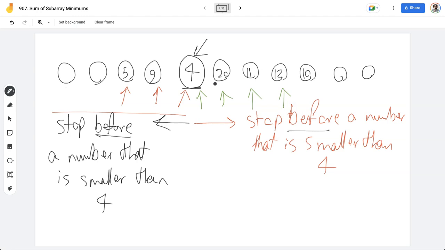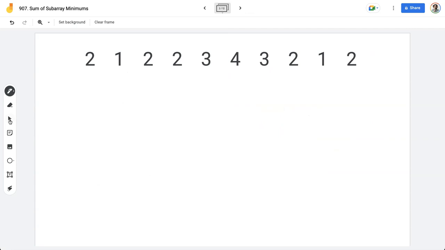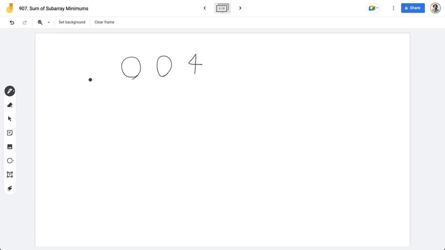But what if we have another 4? Okay, I should delete this as well. Let me add this example. What if at some point here we have a 4, let's say, and on the right of it, we have a 3? Do we stop before this 4 or before this 3?